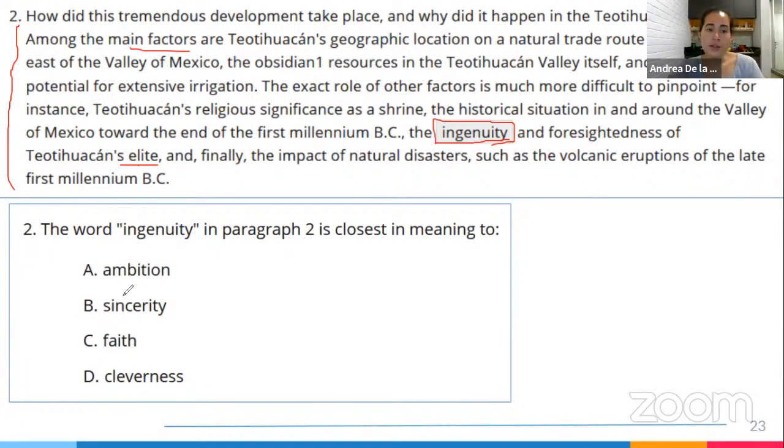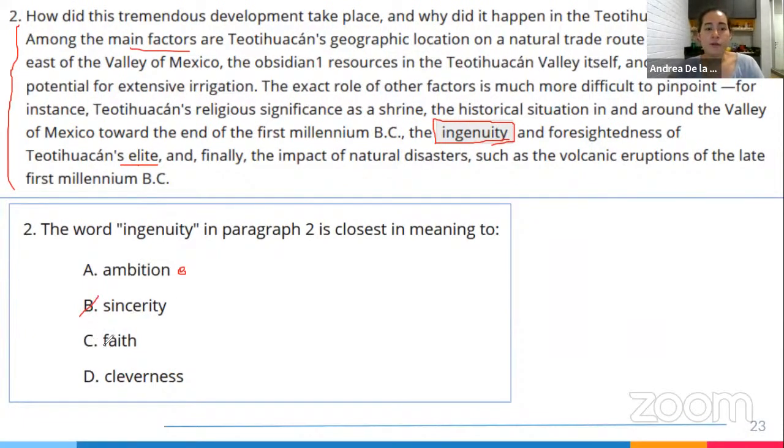So you need to ask yourself, would it be the ambition of the elite? It could be, right? It could be a really good factor. We could say the ambition of the elite influenced the development of the city. It makes sense. Now, I don't know if the sincerity of the elite would be a good factor, right? Because we're not really talking about values or principles. So I would honestly discard that option based on context.